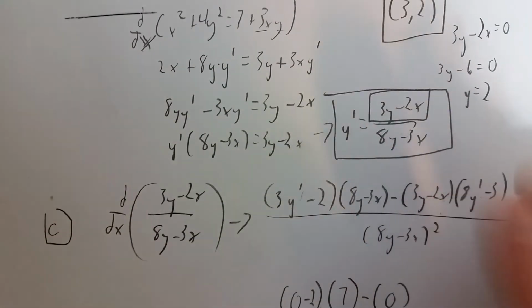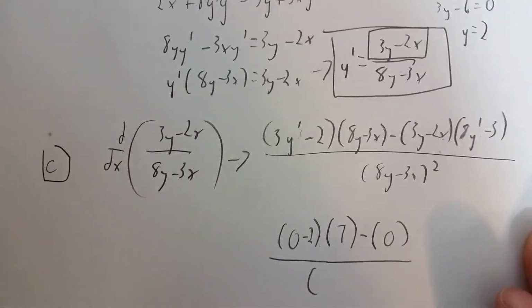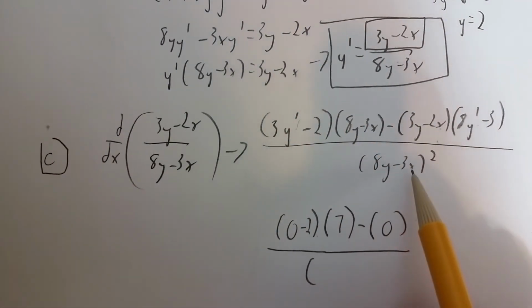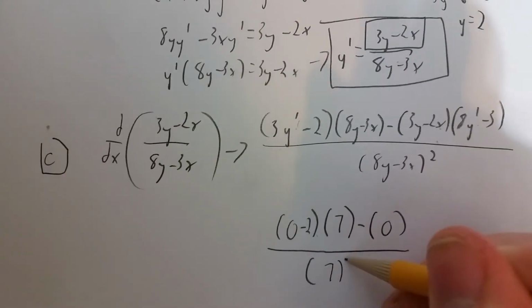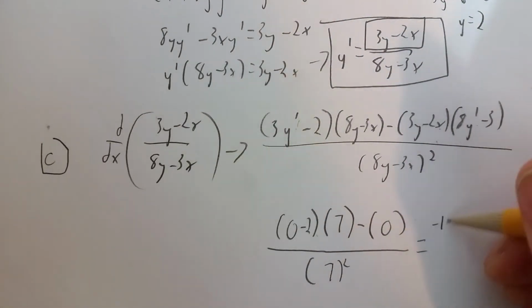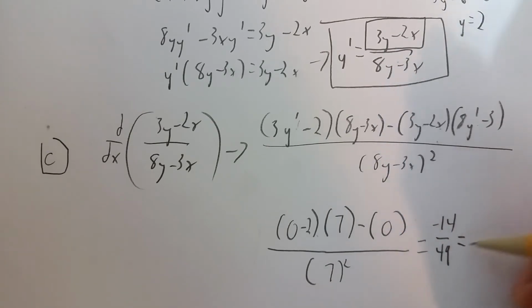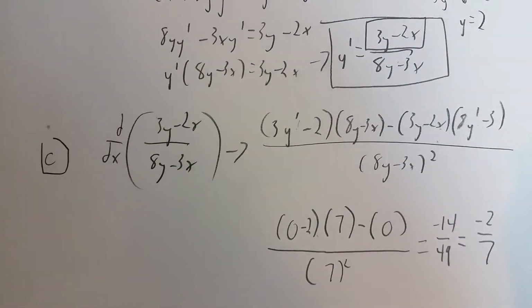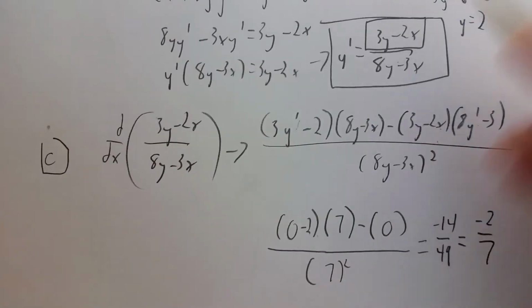Right, is it 3? Oh, I'm sorry. Plug in 2 for y. So 16 minus 3 for x, 9 is 7. 7 squared. So this becomes negative 14 over 49. You can pause and check the algebra if you want, which is negative 2/7. So the second derivative is worth negative 2/7 at that point.